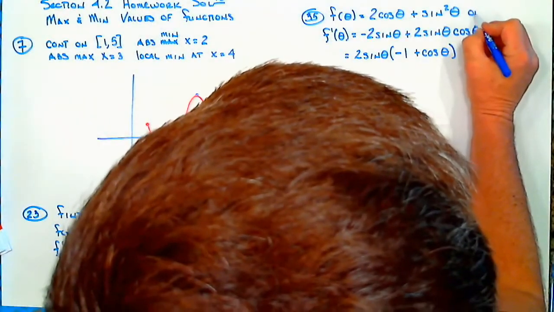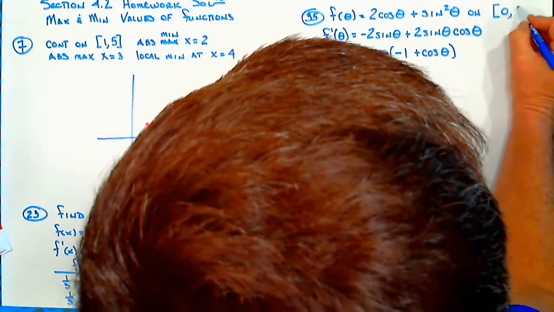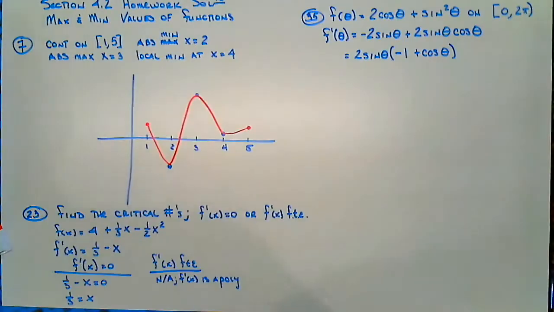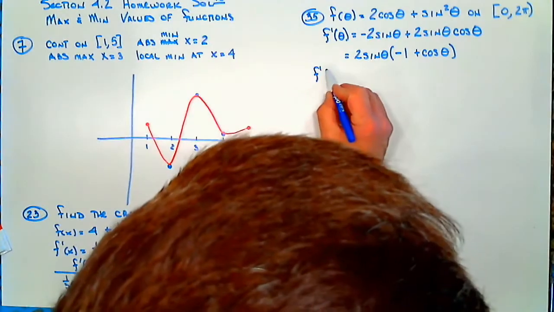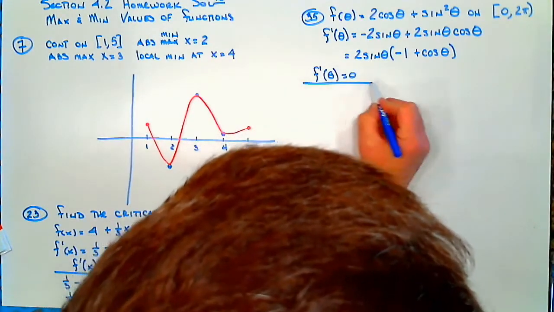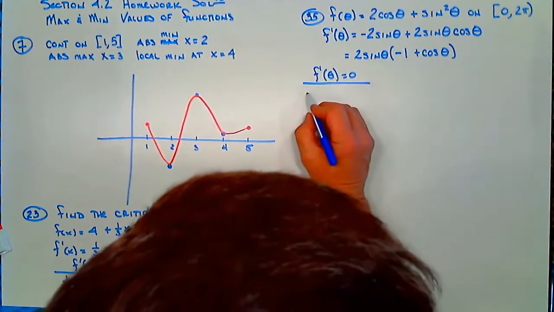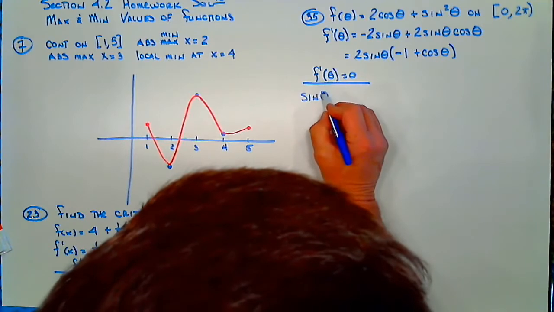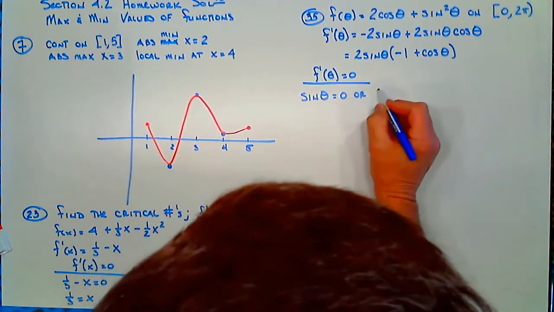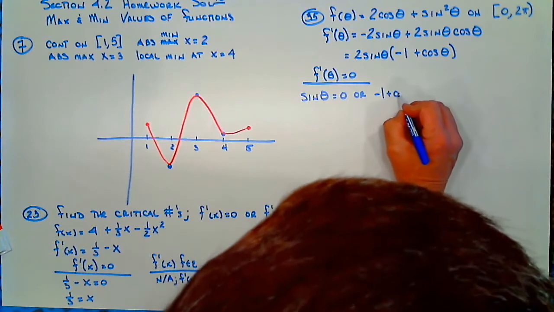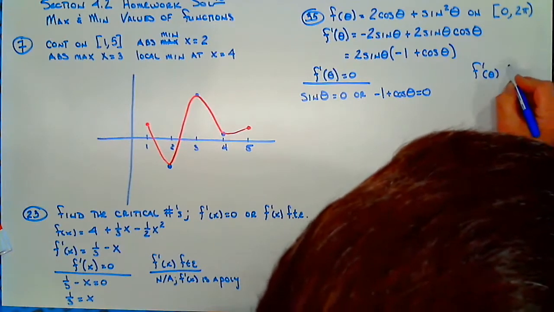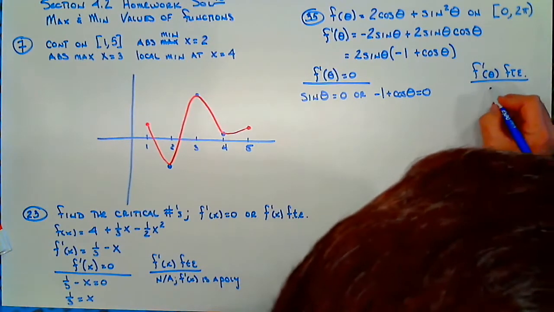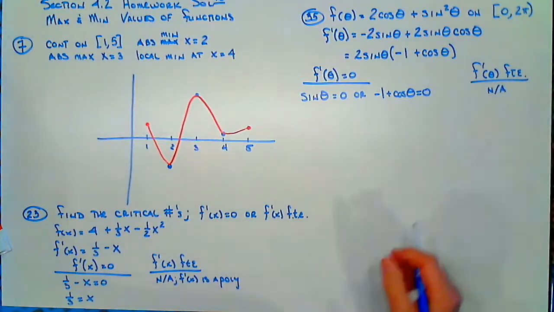Now, I'm going to add over here a condition. I'm going to say we're just going to look for critical values between 0 and 2 pi. So what do we know? Well, we have to check to see where f prime of theta equals 0, right? So that would be where sine theta equals 0, or where negative 1 plus cosine of theta equals 0. Now, what about f prime of theta fails to exist? Well, that's NA because sine and cosine are defined everywhere.